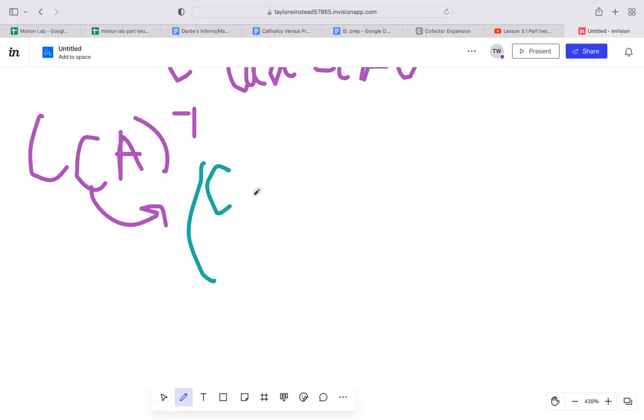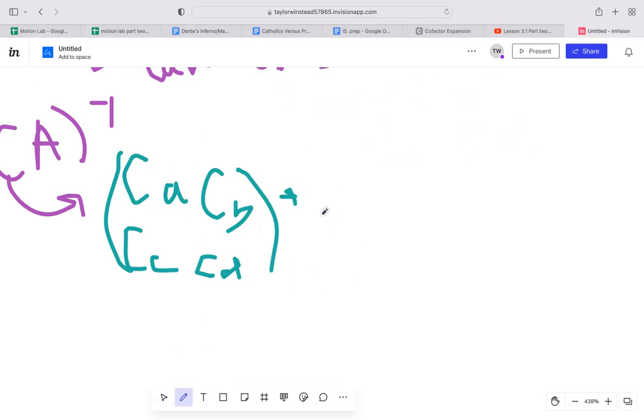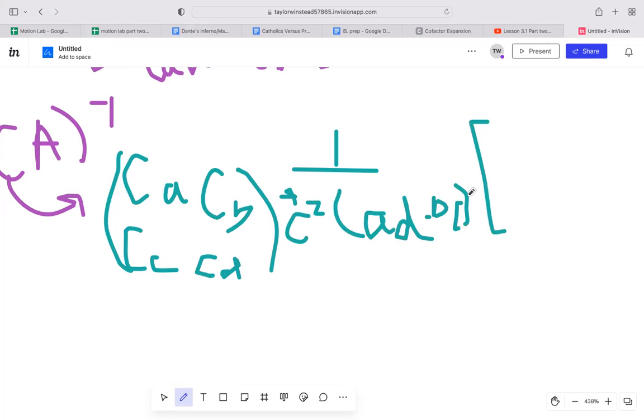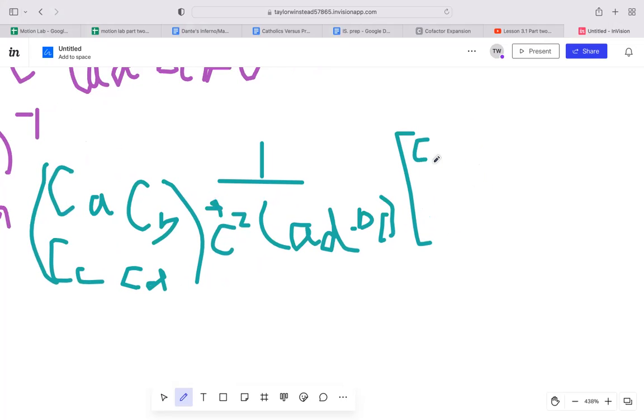So if we've got the matrix CA, CB, CC, CD, and we're finding the inverse of that. Let's find the inverse in terms of the determinant. So of course the inverse would be 1 over C squared (AD minus BC), then times CD, negative CB, negative C, CA.